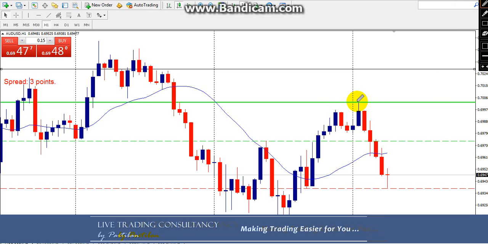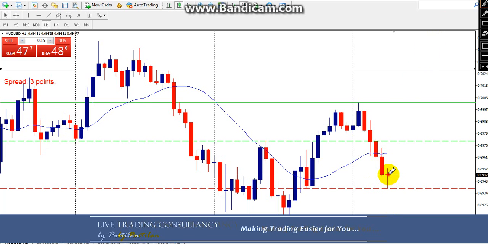Okay, this is the buyer zone, this is the seller zone. If market breaks above this and closes here, more buyers will come. If market closes below this and closes here, at the retest, more sellers will come. Okay, this is the bigger time frame price movement.